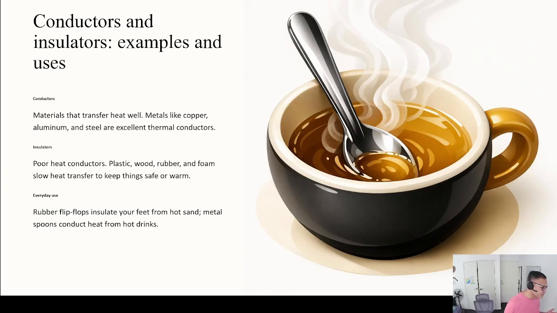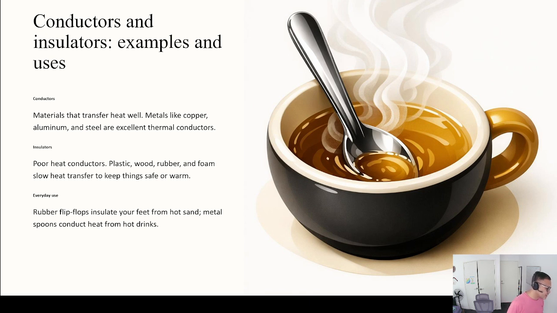Metals like copper, aluminum, steel, iron are excellent thermal conductors. We call them conductors because they transfer heat fast. Conduction, conductor, right? Then insulators are the materials which are poor heat conductors. You can just say that it is the opposite of conductors.